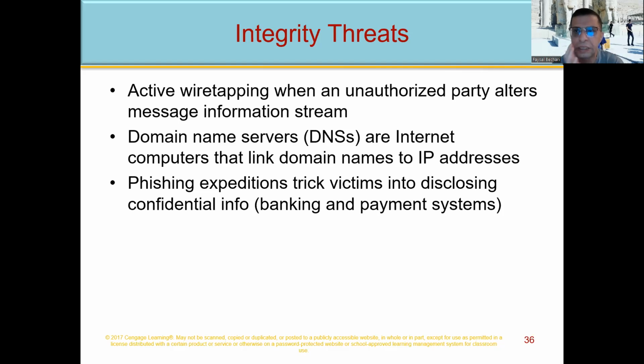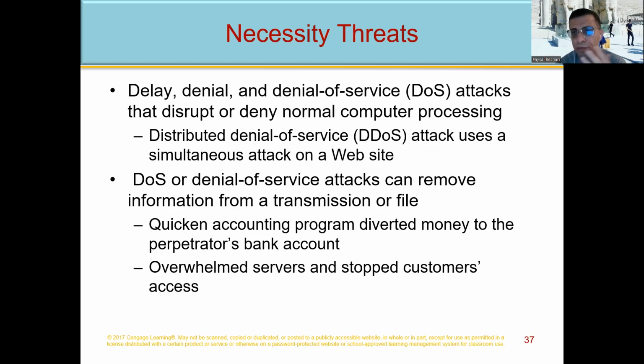Now the issue comes in integrity threats. Active wiretapping is when an unauthorized party alters message information streams, and it's about the domain servers or the internet, defining the domains and how the domains work, computers that link to IP addresses. And then something that you probably heard of is a phishing expedition, which tricks victims into revealing confidential information. You give the information, banking and payment systems. These are more sophisticated, as you're going to see in the video, or you saw it.